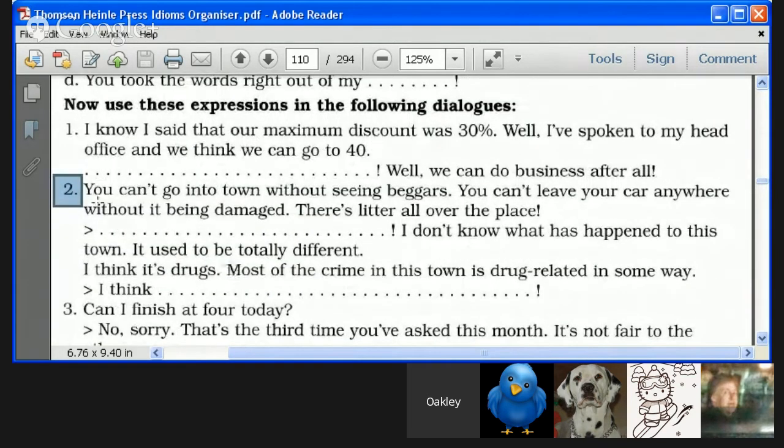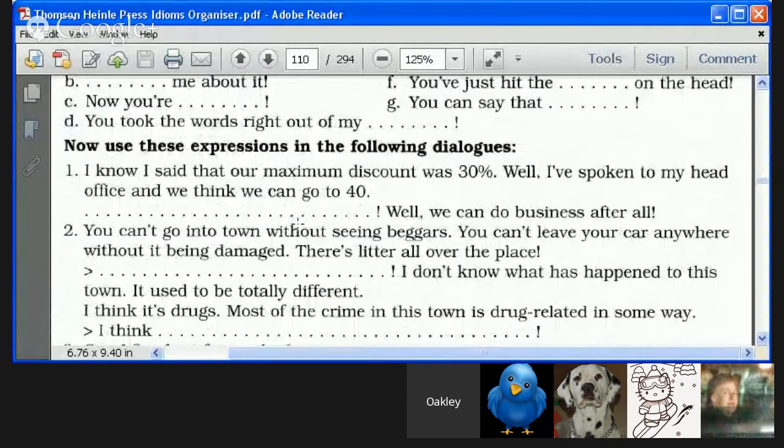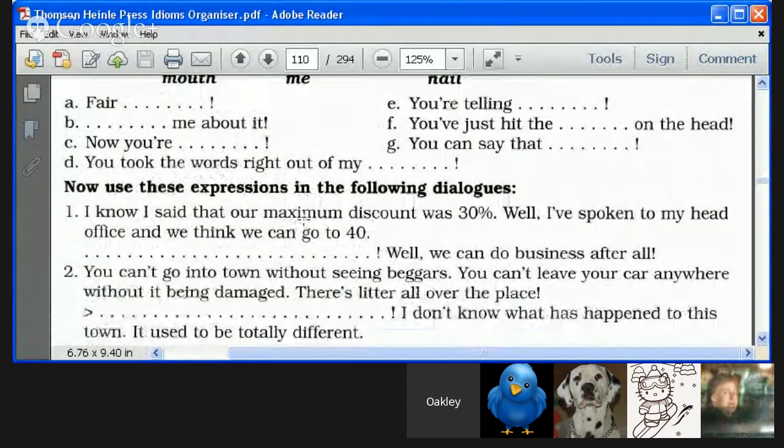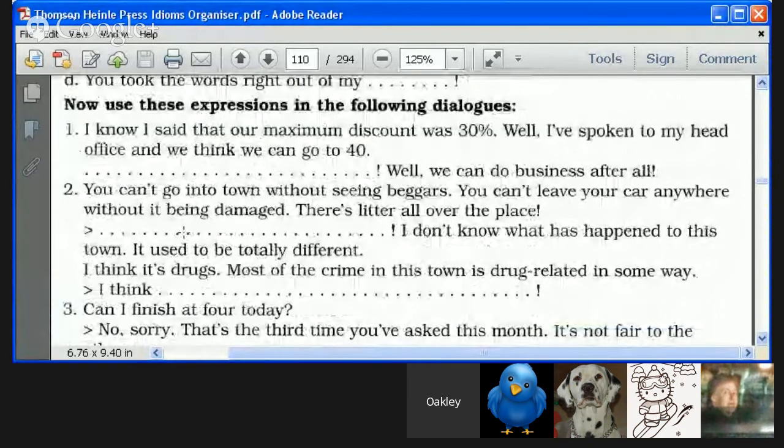Heidi. Excuse me. Number 2. Heidi, you can't go into town without seeing beggars. You can't leave your car anywhere without it being damaged. There's litter all over the place. Mm. Oh, it's very difficult. You can say that again? Sure. You can't go into town without seeing beggars. You can't leave your car anywhere without it being damaged. There's litter all over the place.